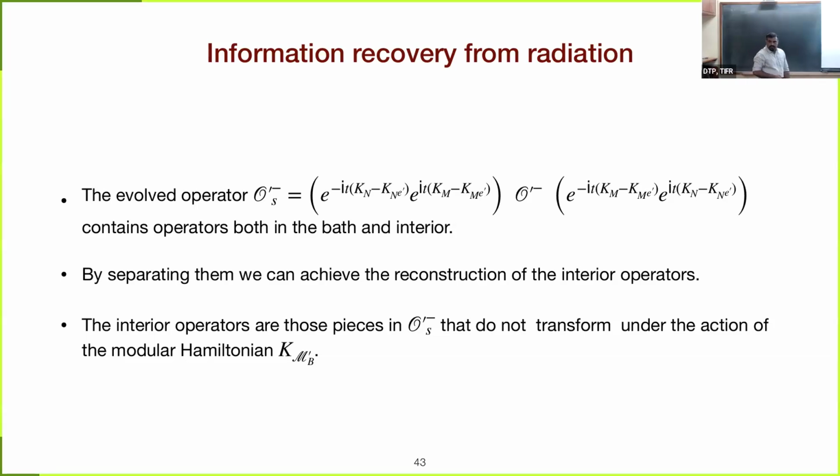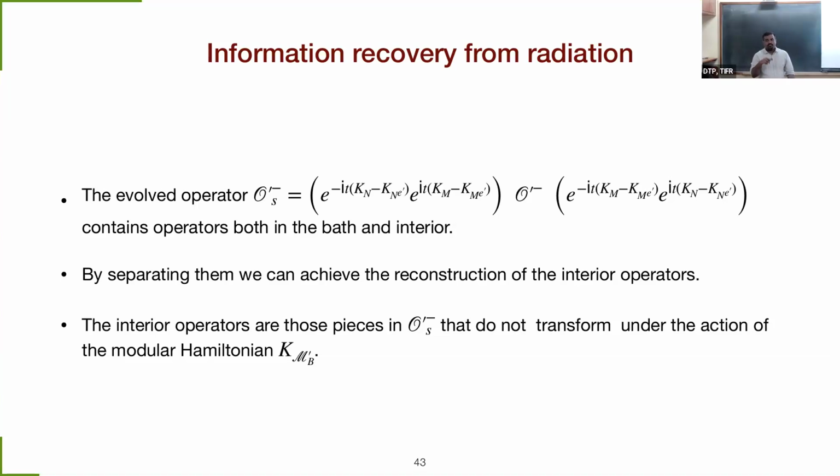Otherwise, why couldn't I just say let me do modular flow? You can just do the modular flow and then realize this picture, right? Yeah. But then what about the first assertion of the island formula? The island formula says that before Page time, I should be able to reconstruct the interior. That I require half-sided translation. I can't do that using modular flow.